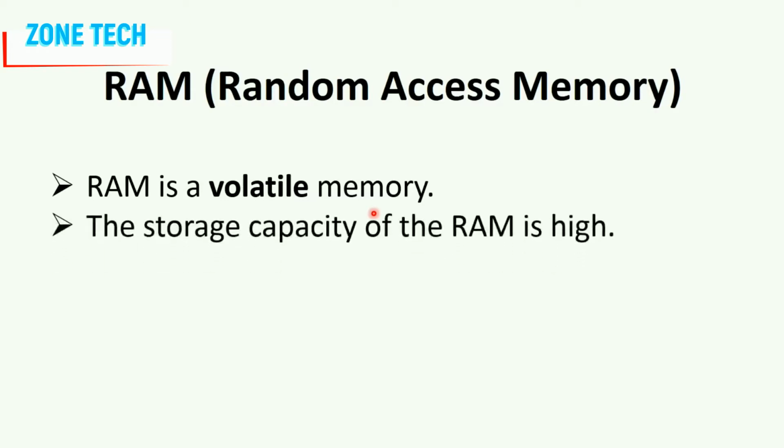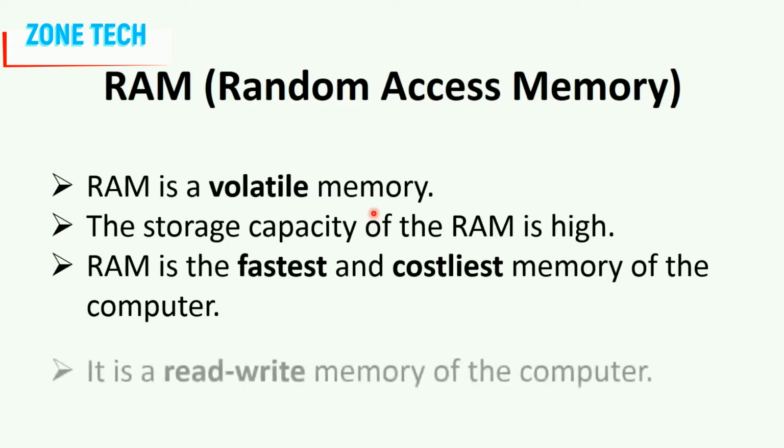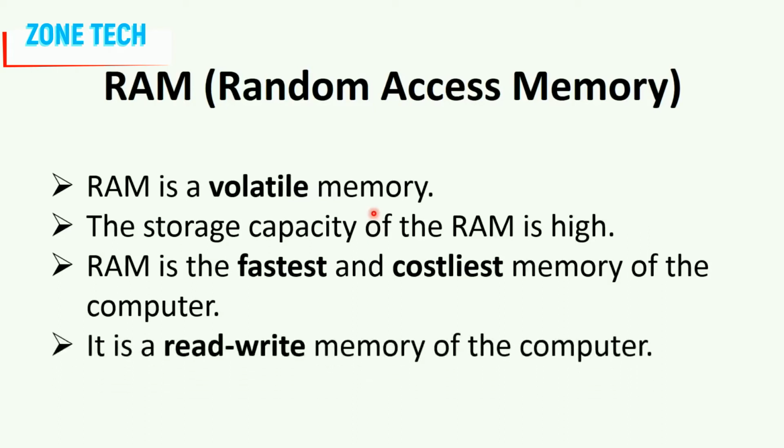The storage capacity of RAM is high, ranging from 64 MB to 16 GB. RAM is the fastest and costliest memory of the computer. Because of its speed, it is very expensive. It is a read-write memory of the computer, which means the processor can read the instructions from the RAM and write the result to the RAM. That's how data can be modified in RAM.